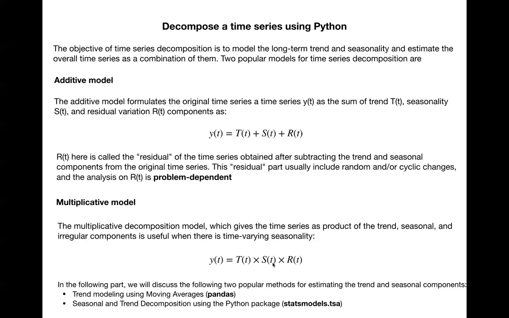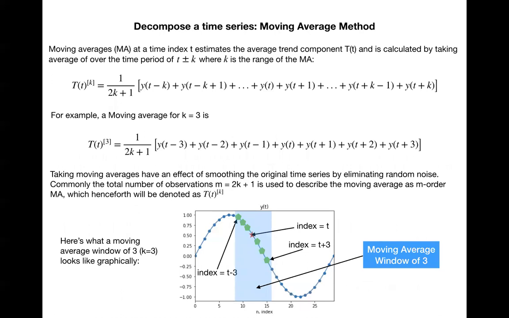In the following parts, we will discuss two popular methods for estimating the trend and seasonal components. When we get the trend and seasonal components, you can use either the additive model or the multiplicative model to get the rest of the components. We're going to look at trend modeling using the moving average, which is based on pandas data frames, and also another module in the statsmodels package called tsa, to do the seasonal and trend decomposition in Python. So, how to decompose a time series.